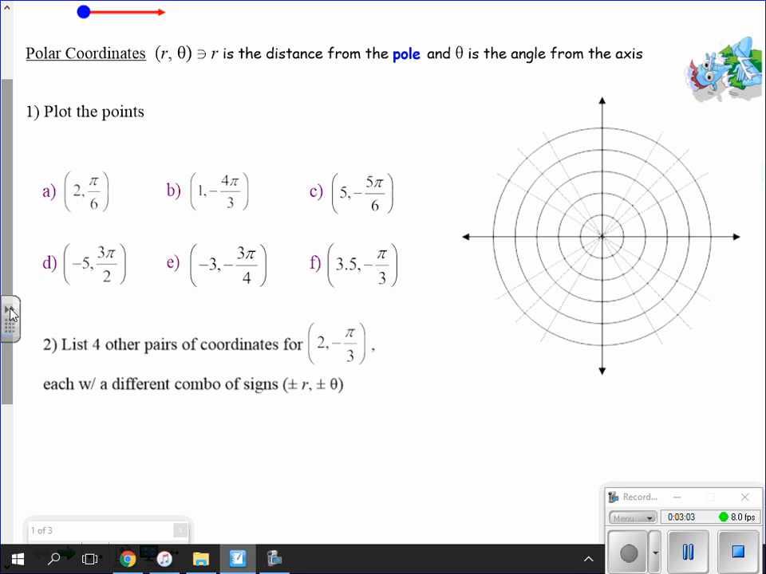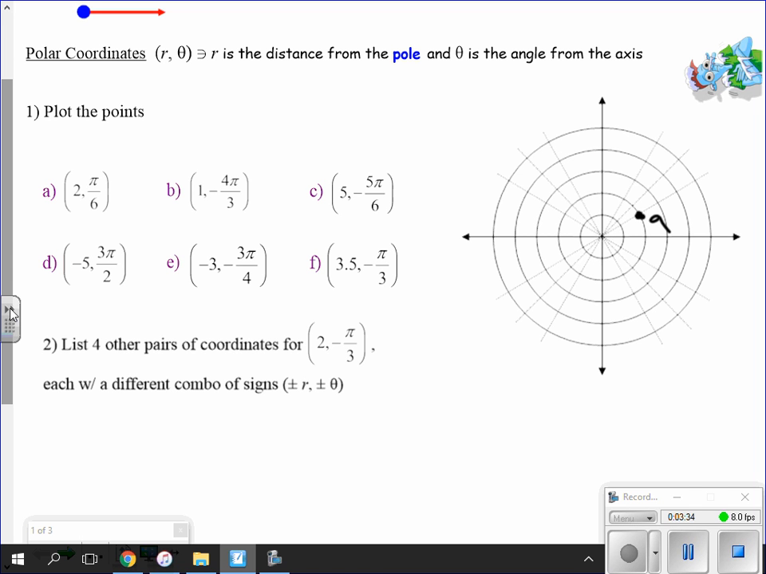Remember, the first point is distance. Second point is angle. So if I have (2, pi over 6), that means it's going to be on the second ring out, because the distance is 2, and it's going to be at the angle pi over 6. So my first point, 2 out, pi over 6, that's where A is. Out 2 units, pi over 6.